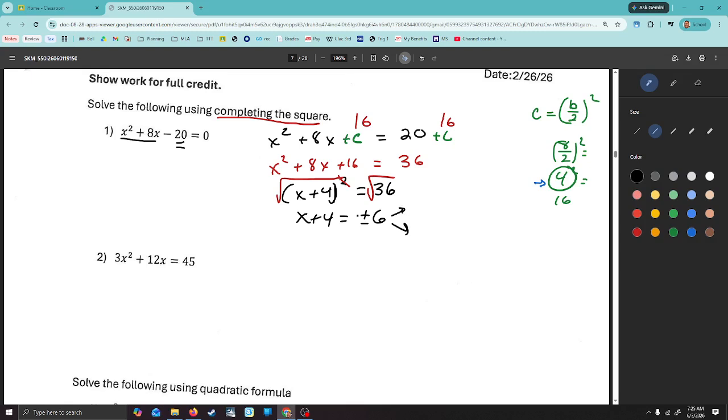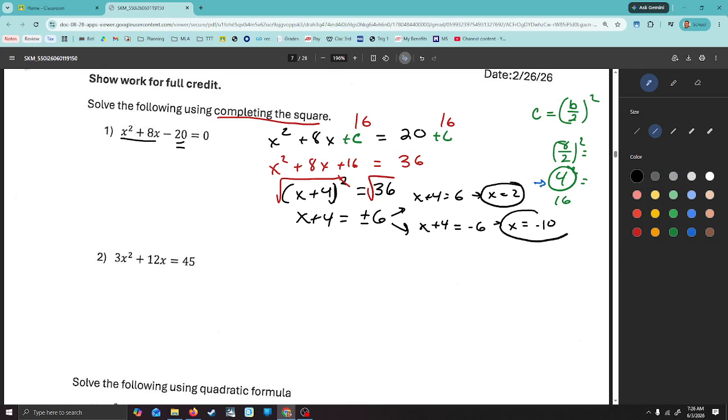And because now you have two different situations with plus or minus, the easiest way to deal with it, because our brain can't really dual process, is just do x plus 4 equals positive 6. x plus 4 equals negative 6. Subtract on both sides. x equals 2. Subtract on both sides. x equals negative 10.